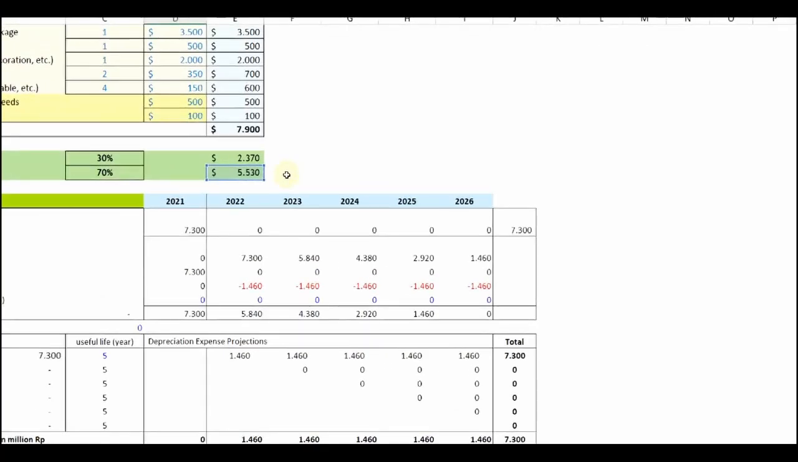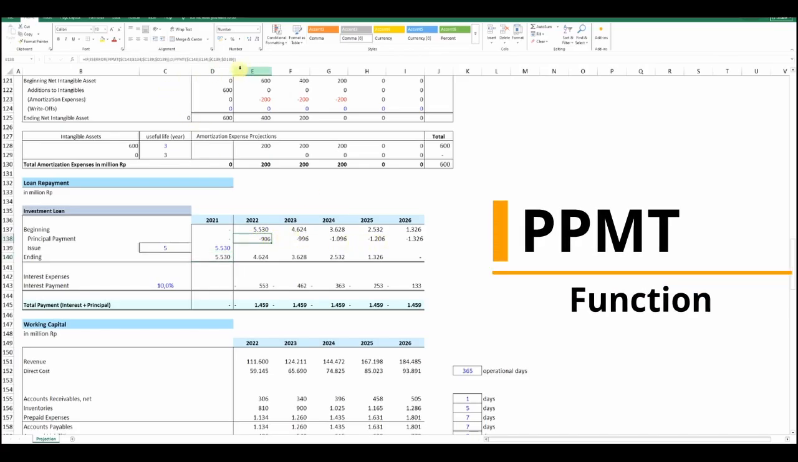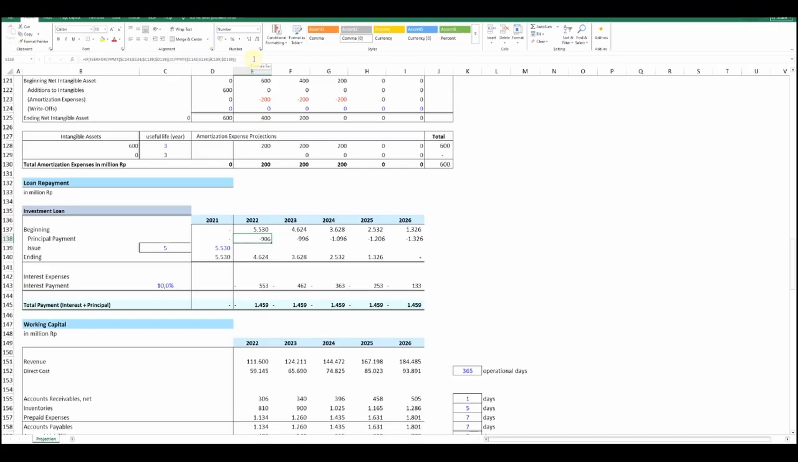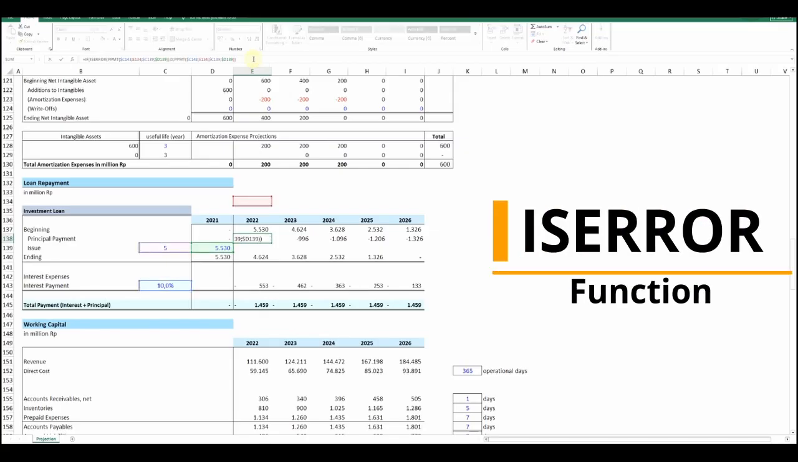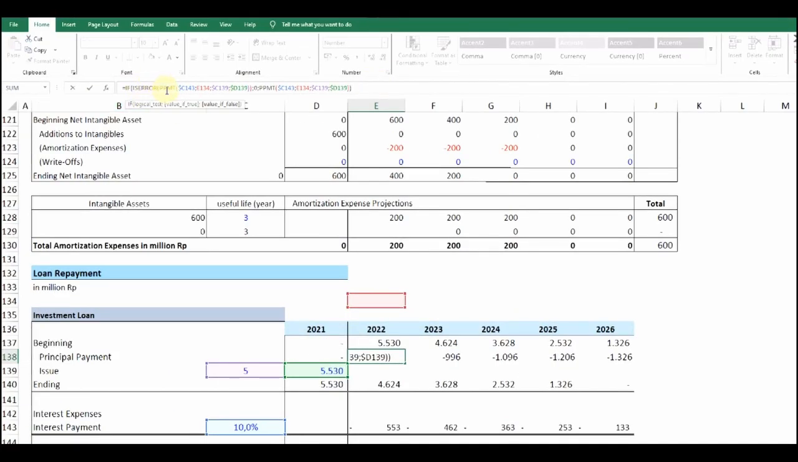or 70% of the total investment. The loan term is 5 years. You can see here there's a schedule for principal repayment over 5 years using the PPMT formula. Additionally, I also use the IS error formula to avoid calculation errors if the loan term changes. Otherwise, any changes in the financial model assumptions would require us to recalculate manually, which is really a hassle.